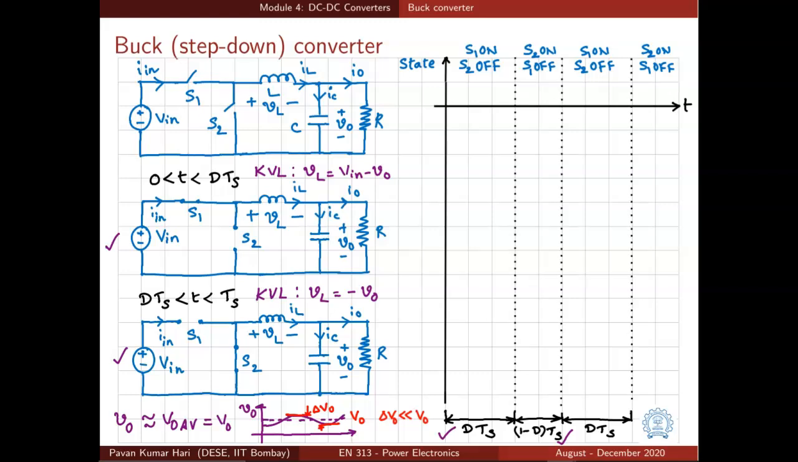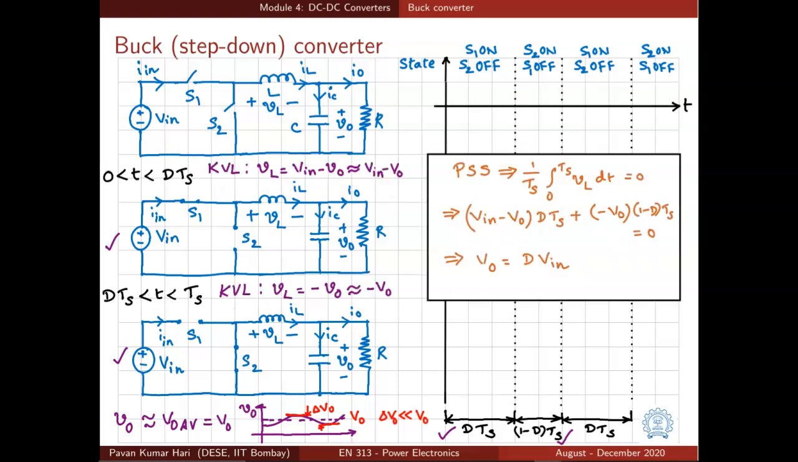So we need to make sure that this approximation holds good. That means we need to make sure that this delta VO is much smaller than VO under all circumstances. And how do we make sure that it will happen? By choosing an appropriate value of capacitance. So we'll also see how to choose an appropriate value of capacitance so that this approximation is valid, so that our analysis becomes valid.